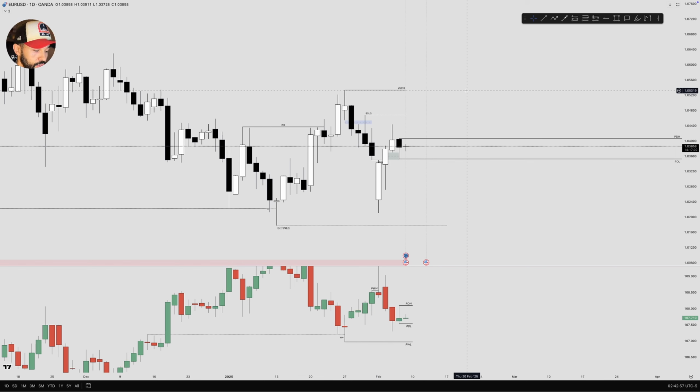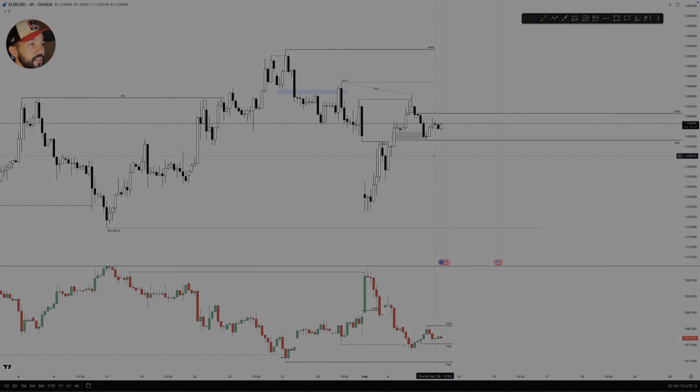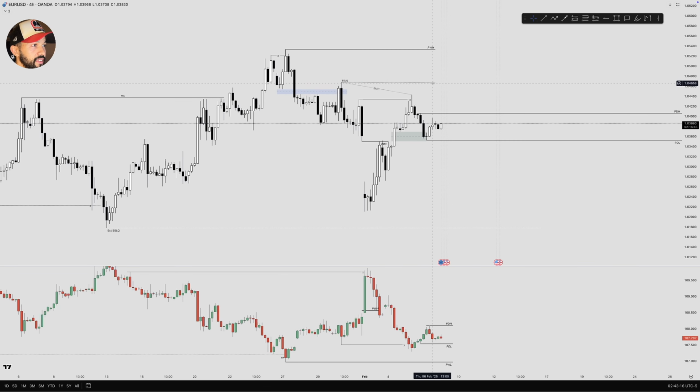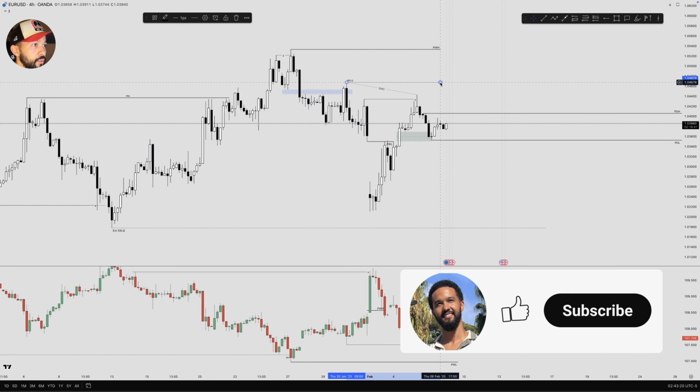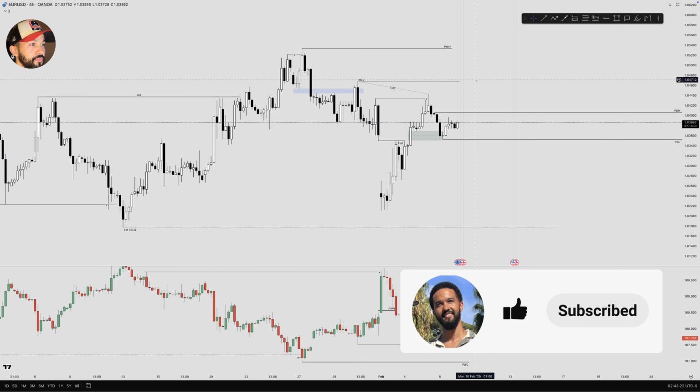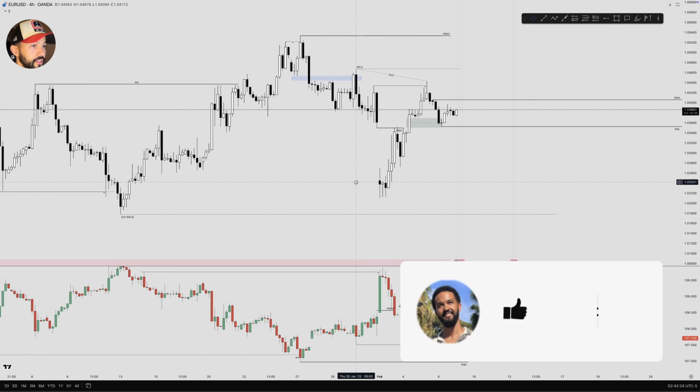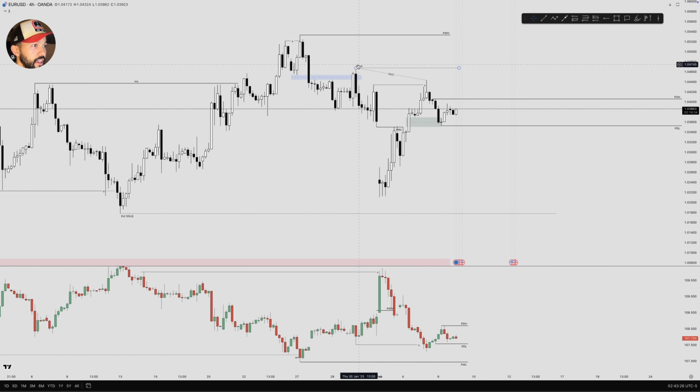So let's move on to the 4 hour, see what that looks like. Now on the 4 hour, this is where it takes some confidence to obviously go with the daily bias, right? Because we can look bearish, okay? I don't deny that. We have got this leg lower, we've taken buy side liquidity, we have SMC divergence, right?